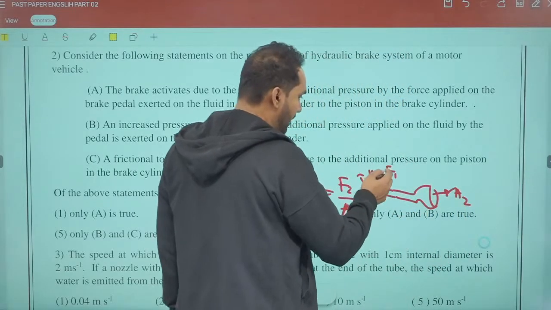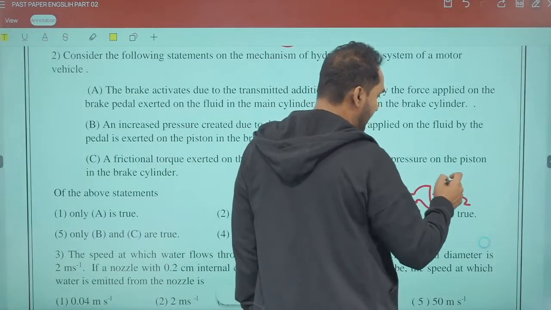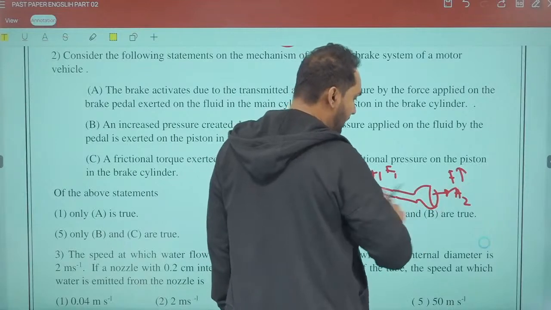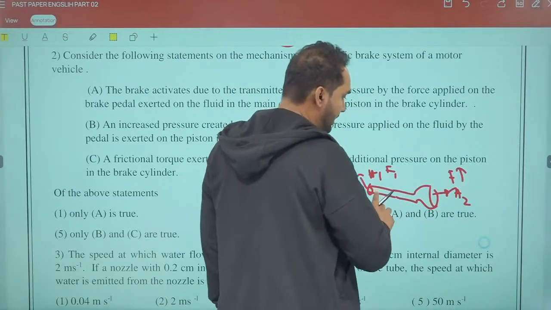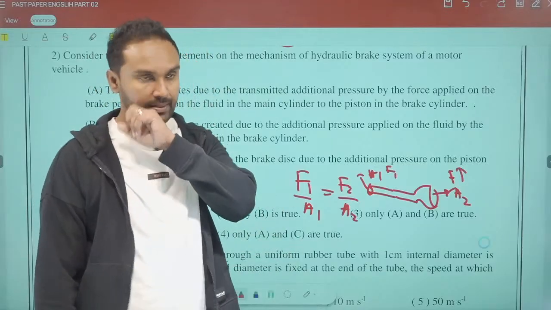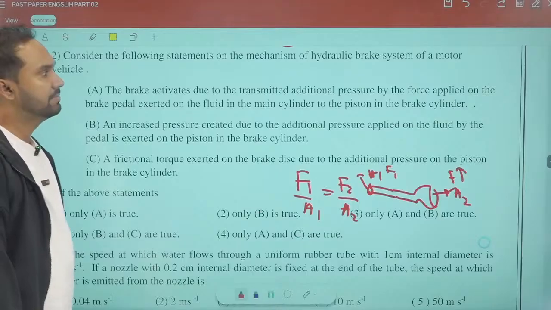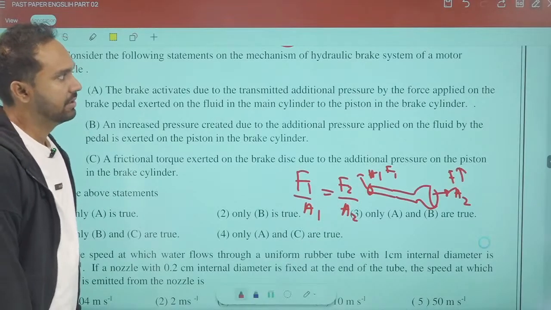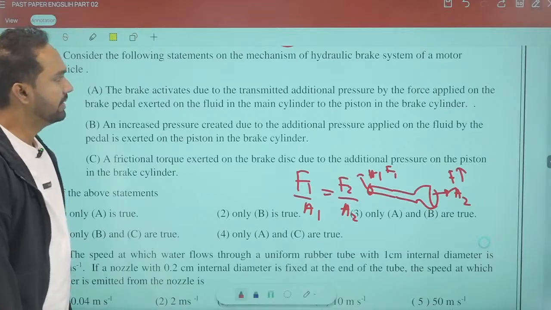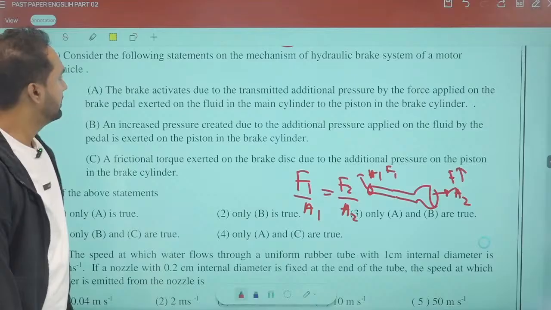Therefore, when you apply F1 of a force in A1 of a small area, and when you increase the area, the force will increase by how many times the area has increased. Let's say the area is increased twice, so the force will be increased twice as well, right? The brake activates due to the transmitted additional pressure by the force applied on the brake pedal exerted on the fluid in the main cylinder to the piston in the brake cylinder.